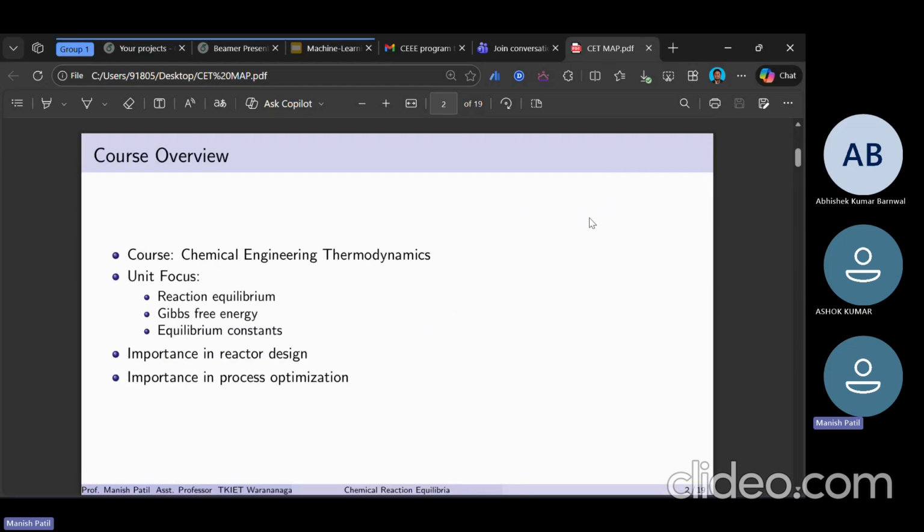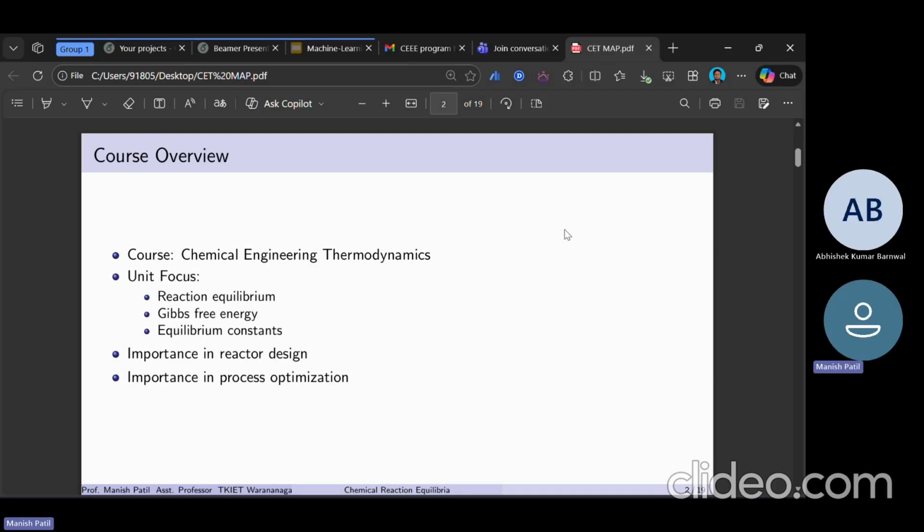So we are going to cover chemical reaction engineering thermodynamics. In that, I'm talking about reaction equilibrium, how it is reached, and what its importance is. Then the importance of the Gibbs free energy. Then I am also going to discuss the equilibrium constant, the importance of reactor design, and the importance of process optimization, because chemical reaction equilibrium is important in the design of the reactor and also gives information regarding process optimization.